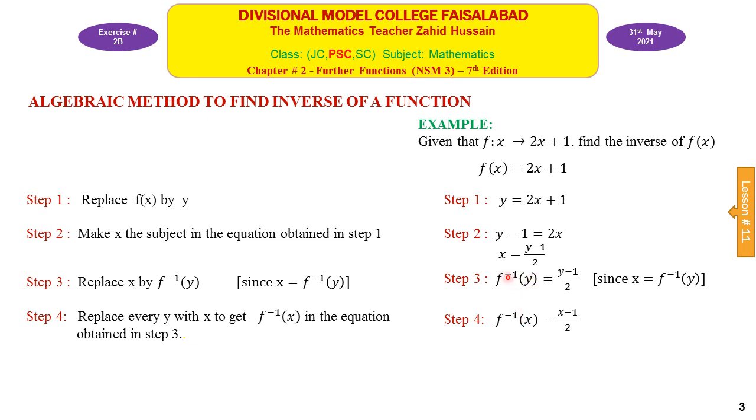This step number 3 is optional. You can directly move from step 2 to step 4. Replace this x by f inverse x and every y on the right hand side by x, like this. So using these 4 steps we can find the inverse of the given function.